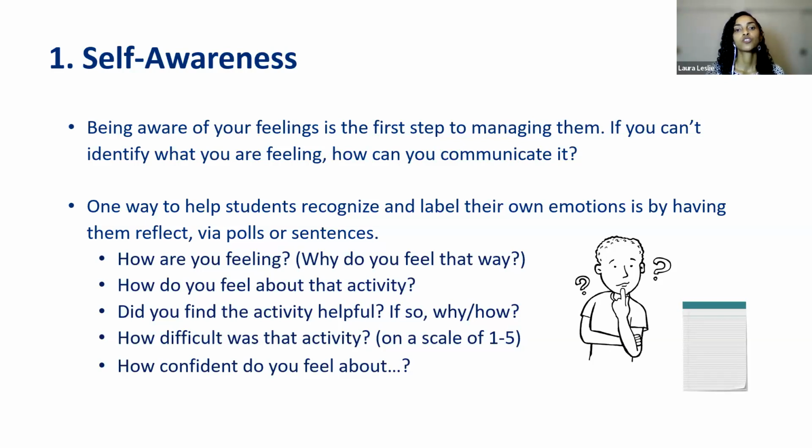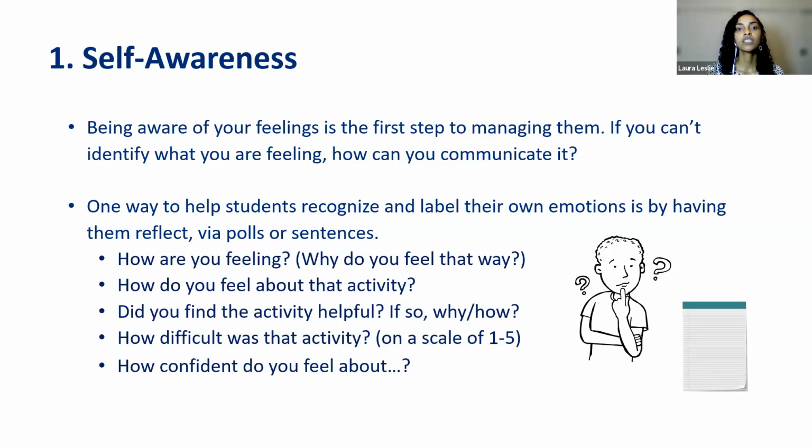One way to help students recognize and label their emotions is by having them reflect. In an English language classroom, this can be achieved via a poll. But to practice writing, this can be done through a journal. You can give them prompts to write about at the beginning of class, after an activity, or at the end of class. Here are some possible reflection questions.